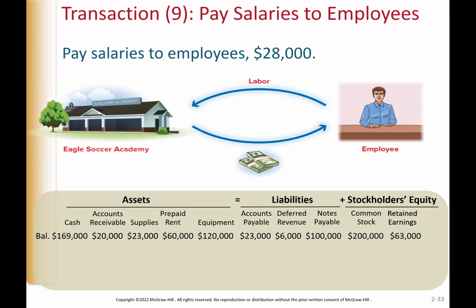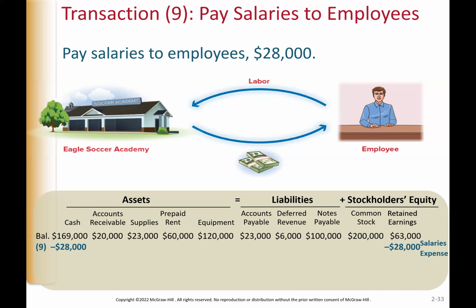This next one, we pay salaries to employees for $28,000. Okay. So what happens here is we have employees that do the work for us. It's a cost of making revenues. And when we have a cost of making revenues, we call that an expense account. So we used up cash to pay our salaries, which means our assets decrease. But we have an expense account.